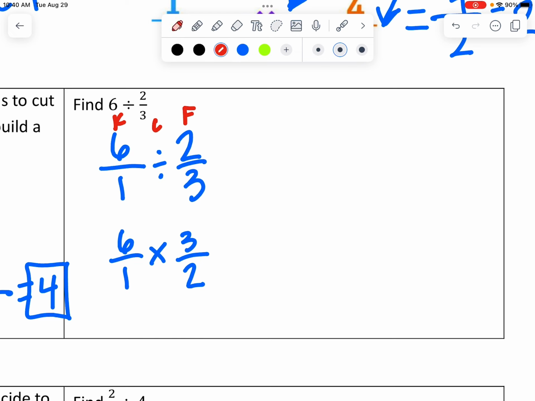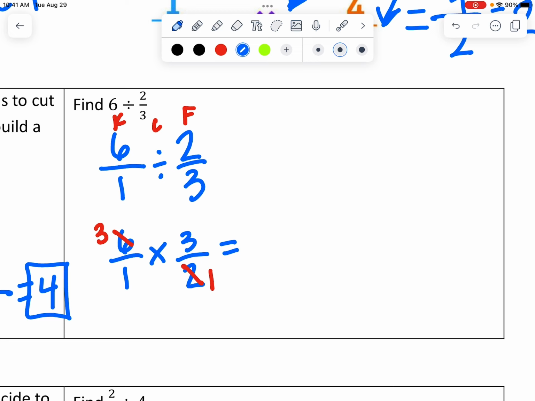Okay. Can I cross divide anything? Always know that if there's a 1, that's already simplified. You cannot simplify that any farther. But I can simplify my 6 and my 2. I can divide my 6 and my 2 both by 2. I know 6 divided by 2 is 3, so that changes to a 3, and 2 divided by 2 is 1.